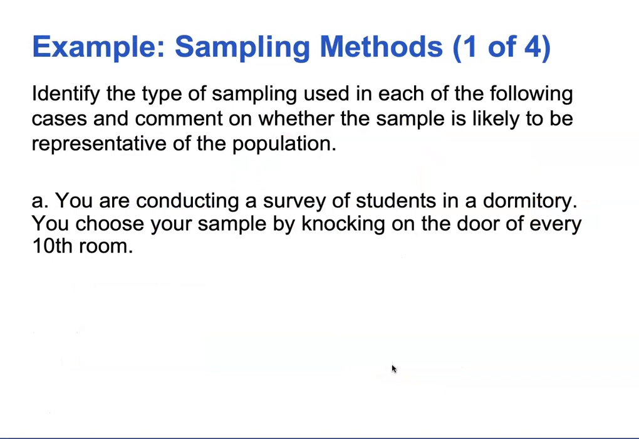Identify the type of sampling used in each of the following cases and comment on whether the sample is likely to be representative of the population. So pay close attention to these examples because on your homework, these are a lot of things you're going to do. You're going to have to tell me what sampling method it is. A, you're conducting a survey of students in a dormitory. You choose your sample by knocking on the door of every 10th room.